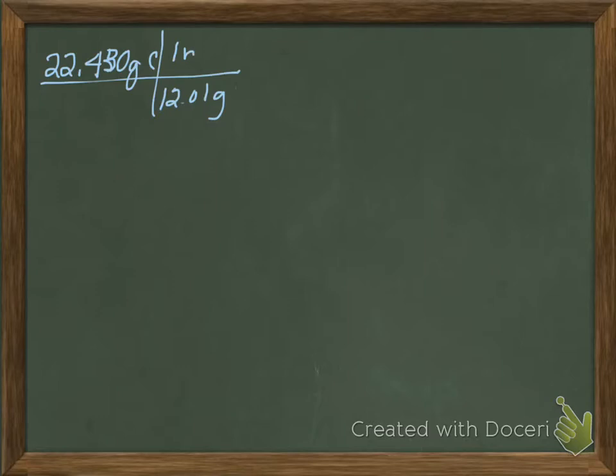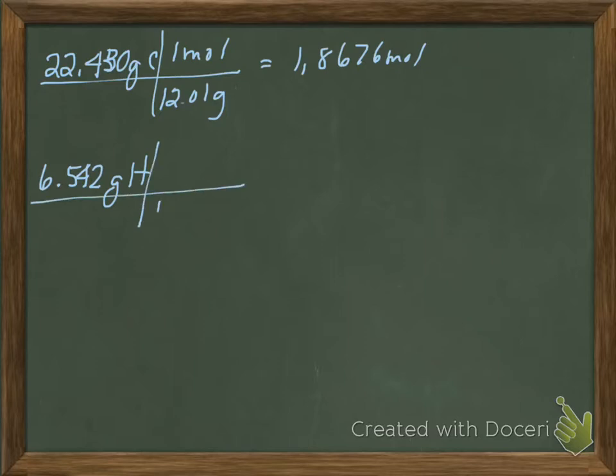Okay, so first thing we have to do is convert them all to moles. So we'll start with the carbon first, 22.430 grams of carbon, divided by its molar mass, and we get 1.8676 moles. Then we'll do hydrogen. So hopefully y'all are doing this with me. Divide by its molar mass, 1.01.